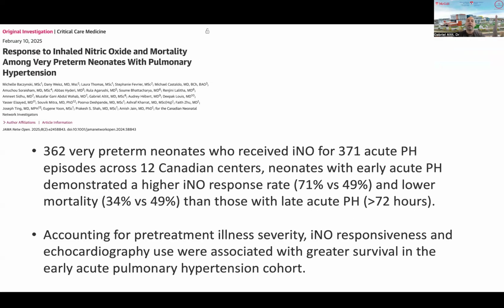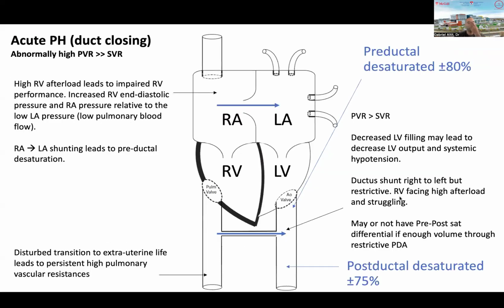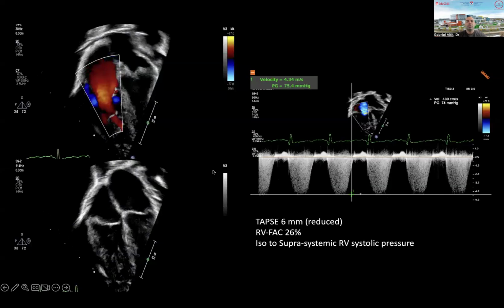We recently looked at our Canadian data, and we saw that in these specific patients with early acute PH, those that responded to INO had much less mortality. Based on that, there's obviously a tendency in Canada to at least consider it if we have the PPHN physiology.